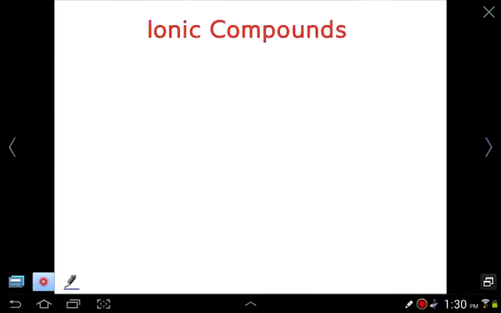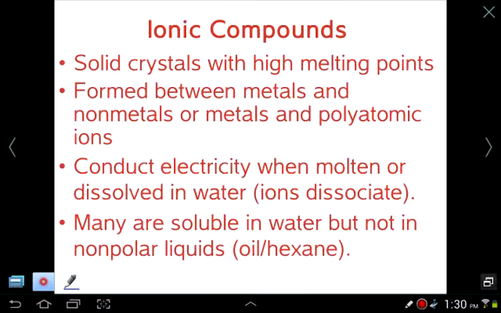Recall that ionic bonds are between positive and negative ions. This results in solid crystals. There is no ionic compound that's a liquid or a gas at room temperature. All of these have very high melting points. Usually they're formed between a metal and a nonmetal, or between a metal and a polyatomic ion, which, recall, is something like nitrate. They conduct electricity when dissolved in water or when molten, meaning if you melt them.